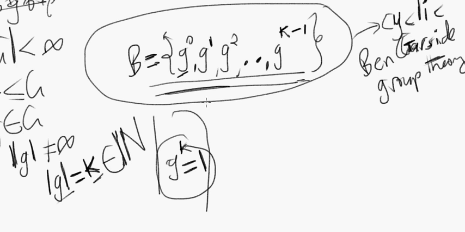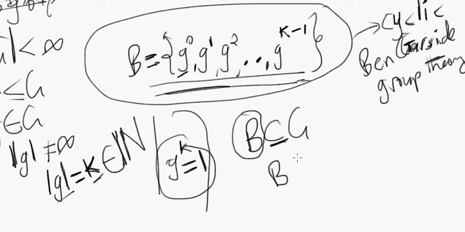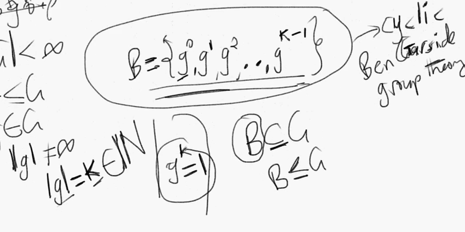So if B is a cyclic group, we also know that B is a subset of our group G. If we have a group B that's a subset of our group G, isn't that the same as saying that B is a subgroup of G? But what does Lagrange's theorem tell us? In particular, does this mean that the order of B must divide the order of G?